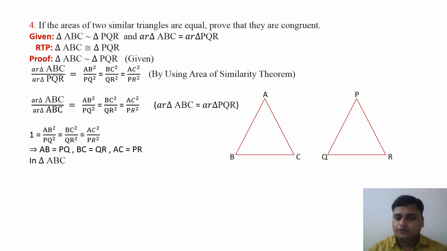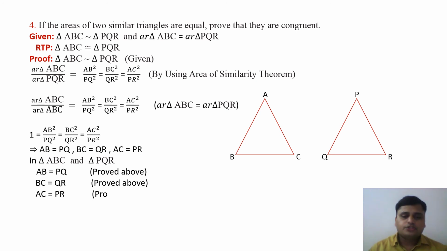Now we need to prove the triangles congruent. So take triangle ABC and triangle PQR. Now in these two triangles, AB is equal to PQ, proved above. BC is equal to QR, again proved above. And then we have AC equal to PR. This is also proved above. We proved it right now only. So these two triangles, triangle ABC is congruent to triangle PQR by which congruency criteria? SSS congruency criteria. Okay, so in this way we will prove this question.